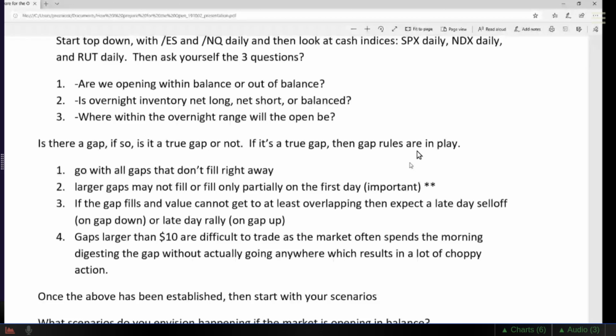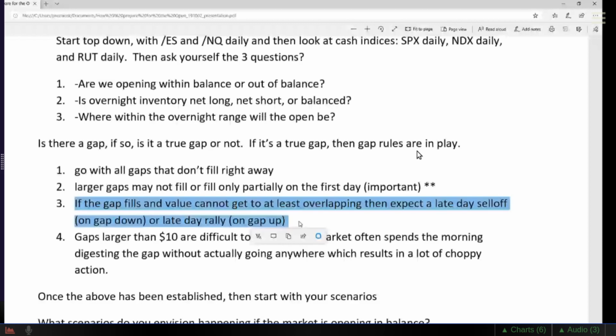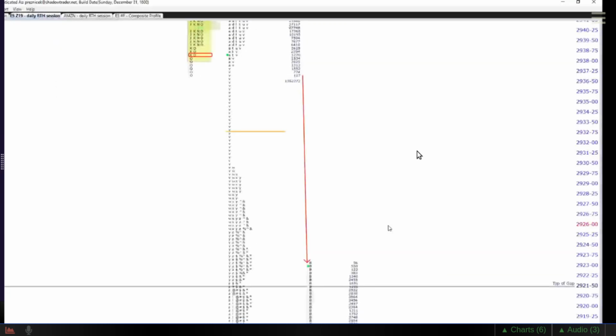Number 3, let's say that the gap fills. Here's where things get interesting. If the gap fills and value cannot get to at least overlapping, then expect a late day sell-off on a gap down or a late day rally on a gap up. What does that mean? If the gap fills, meaning that we travel all the way to the prior day's close, and value cannot get to at least overlapping, that means the value area has to overlap with the prior day's value area. For instance, if you look at these 2 days, which are the prior 2 sessions, this is Tuesday, this is Monday, these values are overlapping.